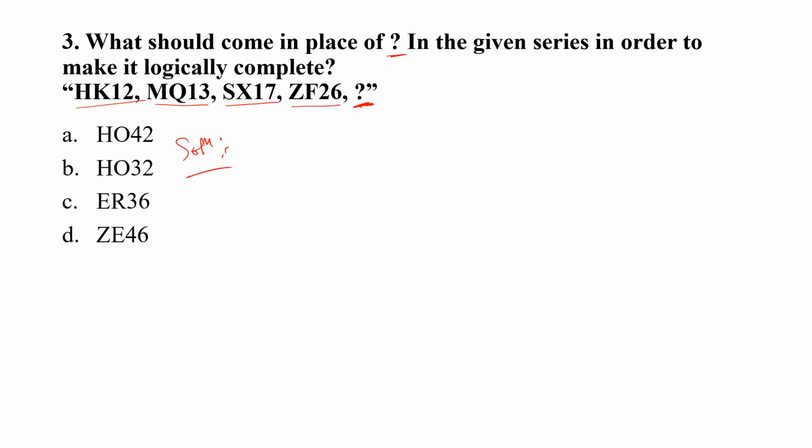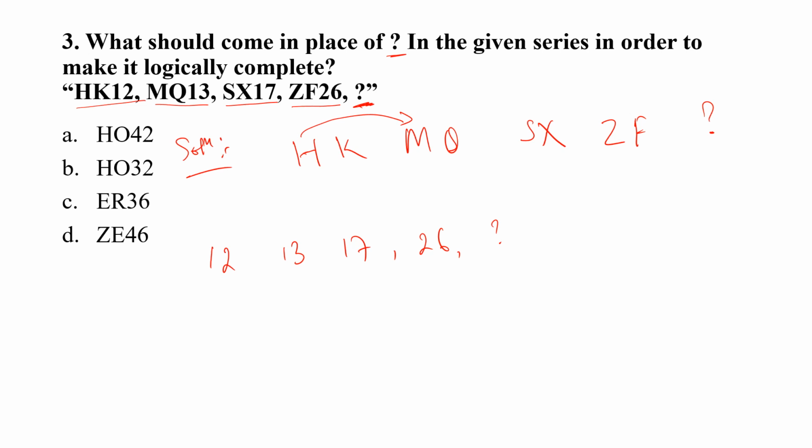Solution. To solve this one, first we have to arrange the letters H, K, M, Q, S, X, Z, F, and then find this number. Then the numeric part 12, 13, 17, 26, and we have to find this. So first of all, we have to study this series. To get from H to M, if we count H, I, J, K, L, M, we get 5. We have to plus 5 from H to get M.